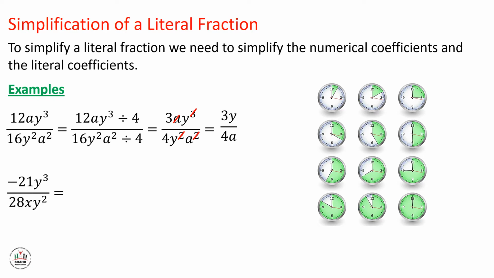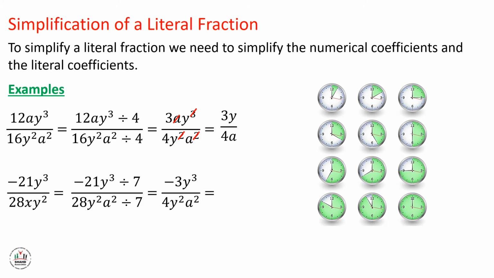Minus 21y cubed over 28xy squared. So we can divide 21 and 28 by 7. So 21 divided by 7 equals 3. Of course, don't forget to write the minus sign, because it's minus 21, not only 21. 28 divided by 7 is equal to 4. So we get minus 3y cubed over 4y squared a squared.